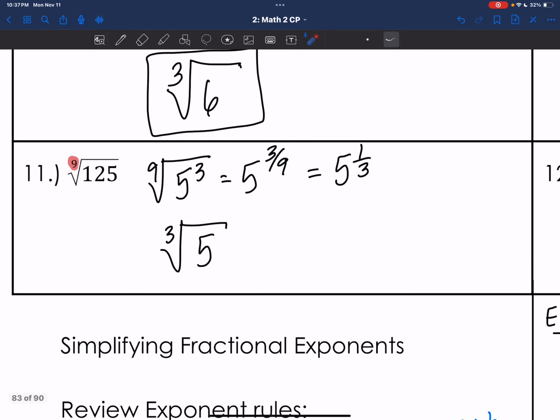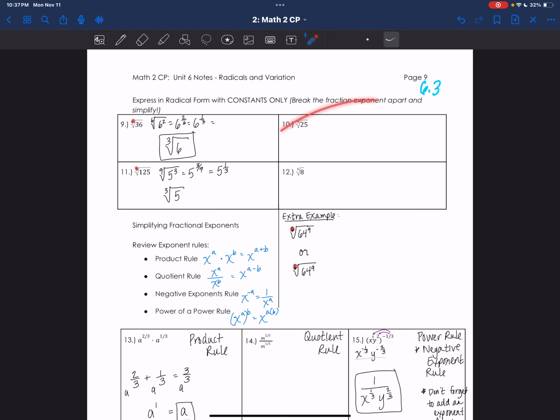And then for 11, this one's a little tricky because you have to kind of know your numbers. If not, you can always do a factor tree. But in this case, I know 125 is 5 to the 3rd power, and I know 3 and 9 can simplify. So I'm going to rewrite this as 5 to the 3/9 power, and then 3/9 is going to simplify to 1/3. Now that I've got this is really 1, and your index is 3, so it's the cube root of 5 to the 1st power, but we don't say that. That's your answer.